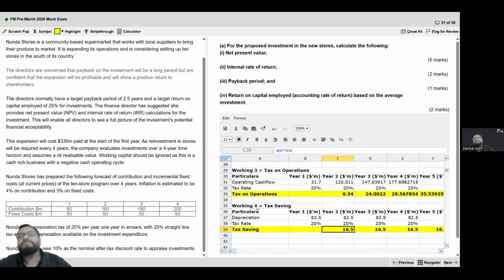Now, the 16.5 is going to be our tax saving, but it is also going to be in arrears, because everything which is tax related for Nunda Corporation is in arrears. So this is C39.